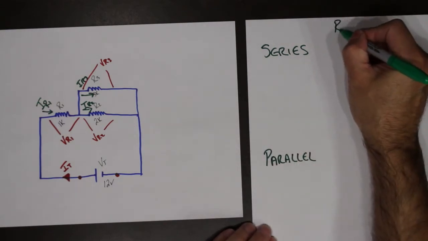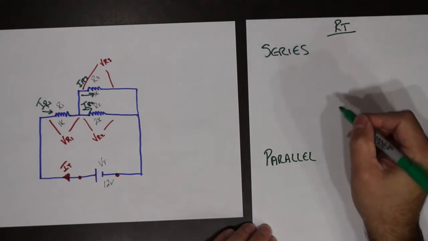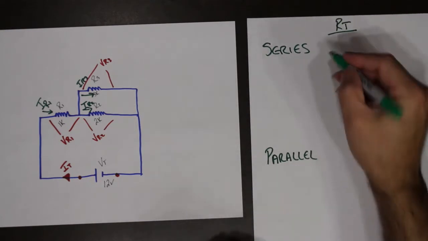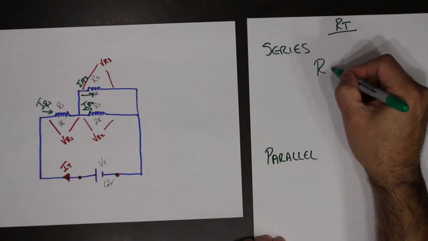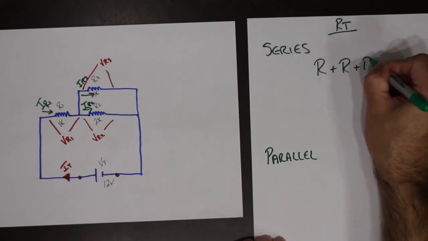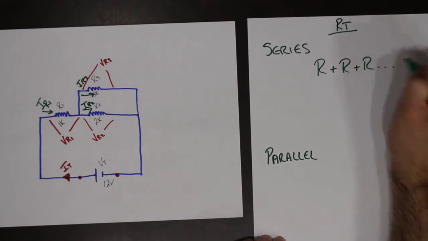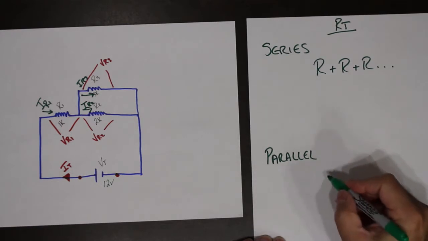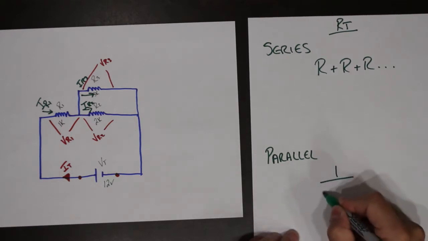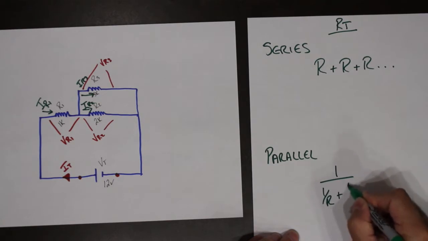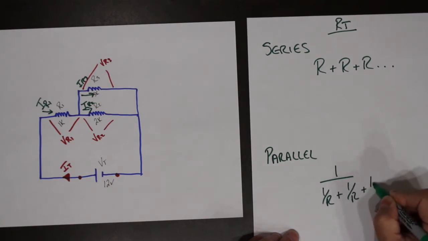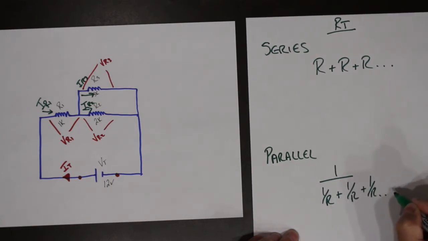When we're looking for R total, this is important, because with R total, if it's series, we've got R plus R plus R, etc. If it is in parallel, we've got 1 over R plus 1 over R plus 1 over R, etc.